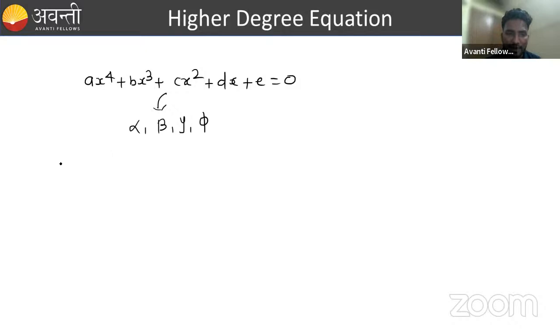So if we write like this, the sum of the roots alpha plus beta plus gamma plus phi will be minus b by a.